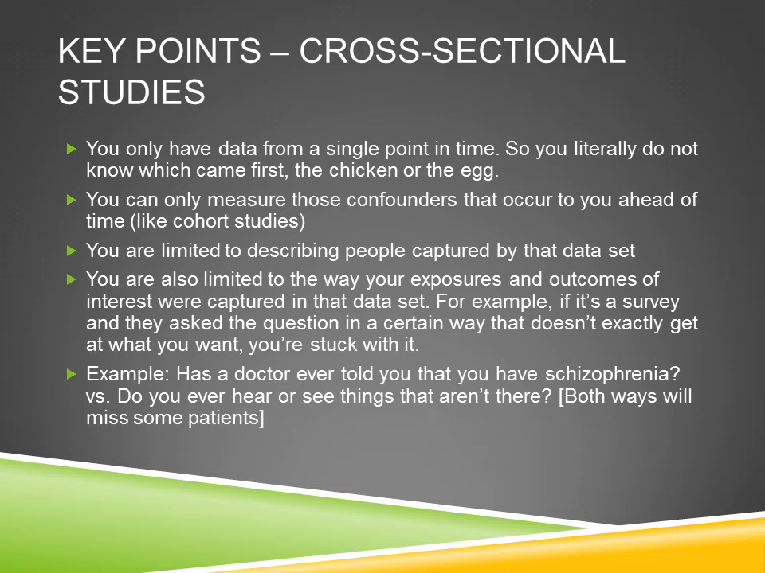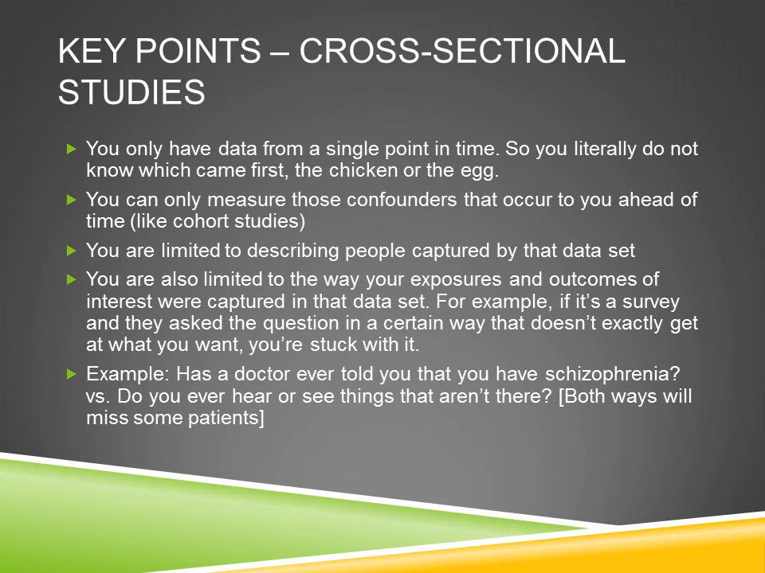The key points with cross-sectional studies are, most importantly, you only have data from a single point in time, so you literally do not know which came first, the chicken or the egg. You can only measure those confounders that occur to you ahead of time, like cohort studies. You're limited to people captured by that data set. So people who aren't in that data set, you don't have any data on them and you can't say anything about them. You're also limited to the way that your exposures and outcomes were captured in that data set. For example, if it's a survey and they ask the question in a certain way that doesn't exactly get at what you want, that's just too bad, you're stuck with it.